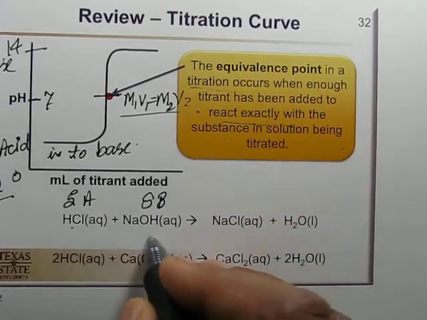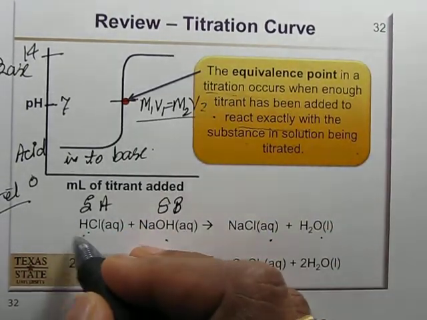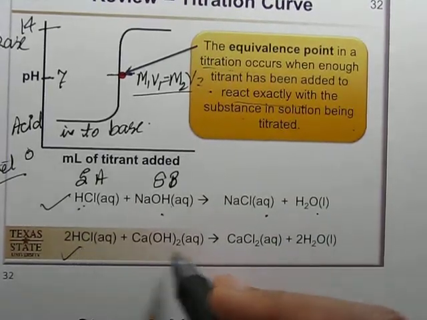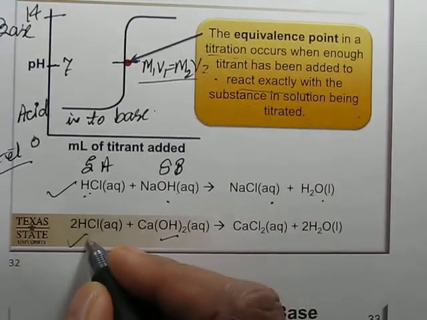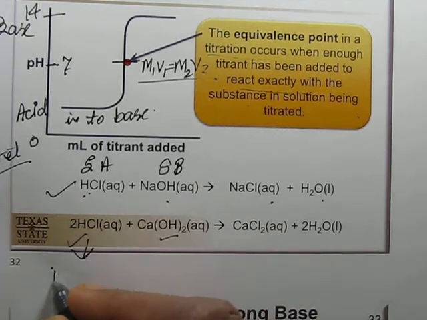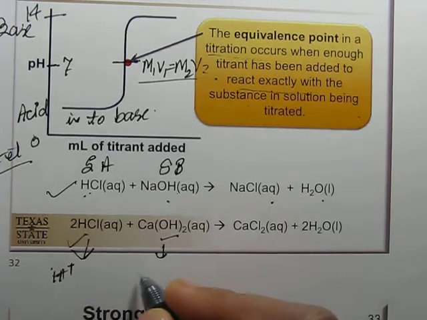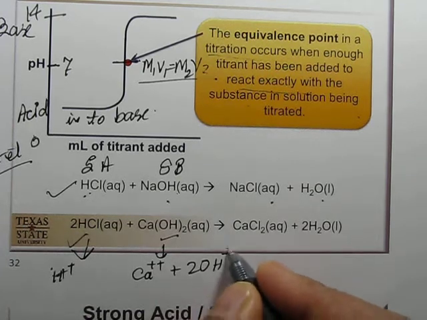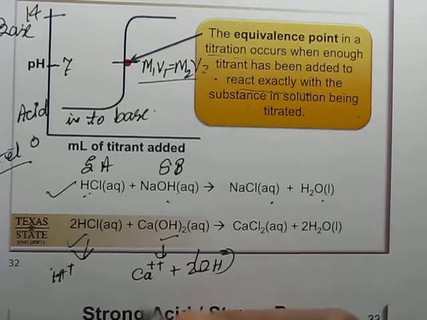So HCl and NaOH give salt and water, and if we do titration for HCl and NaOH, we will get this kind of graph. If we do HCl with calcium hydroxide, we will also get the same kind of graph. Here is one important thing, as we have seen in the previous slide: HCl will give one proton, and calcium hydroxide, when it dissociates, will give you calcium 2+ and 2 hydroxyl ions. So this is called a dibasic base.